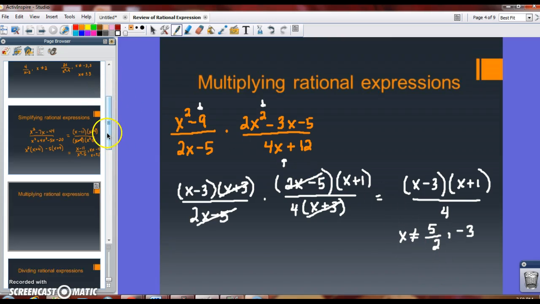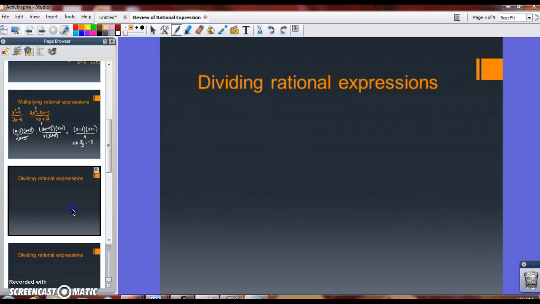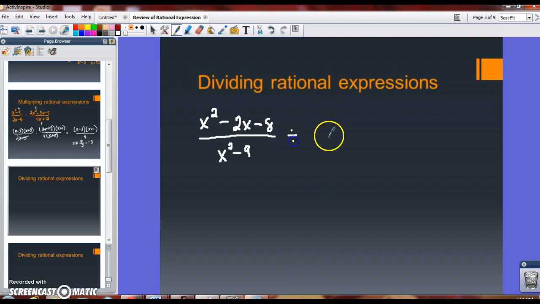Okay, let's move on to dividing. When we divide rational expressions, we're going to really do the same thing that we did with multiplication, except we have to do one step before we get to that. So if I have x squared minus 2x minus 8 over x squared minus 9 divided by x minus 4 over x plus 3.